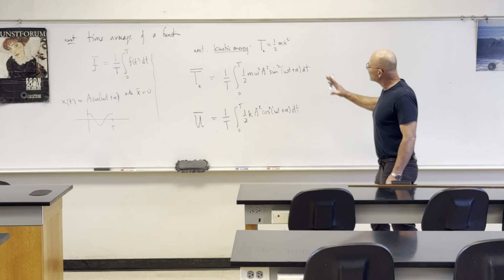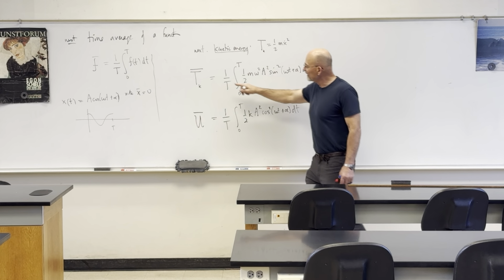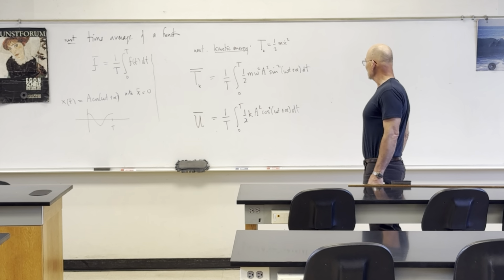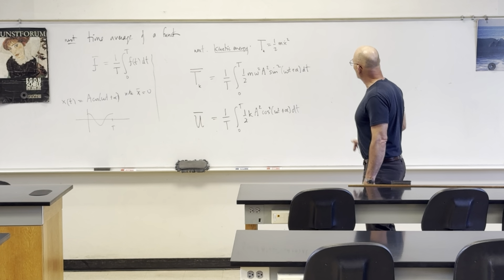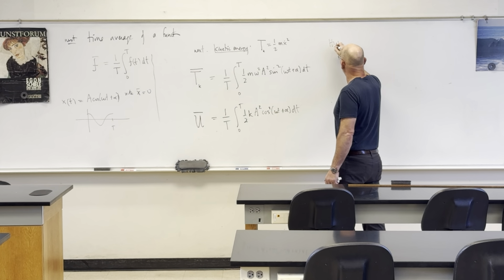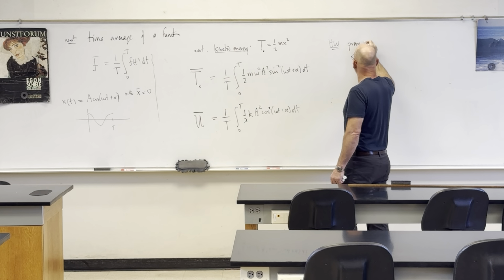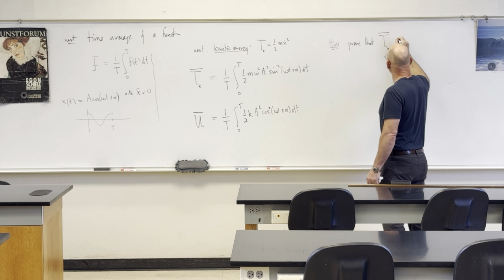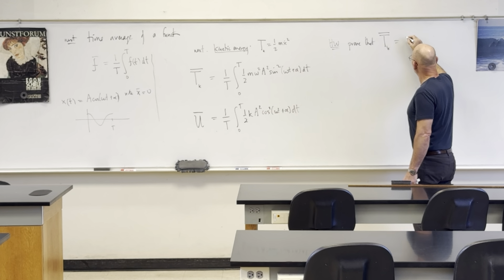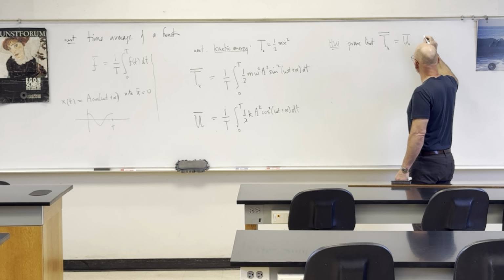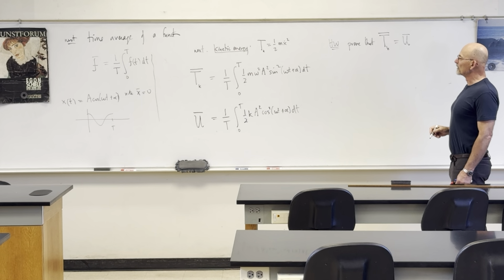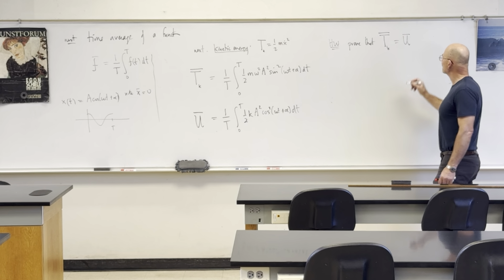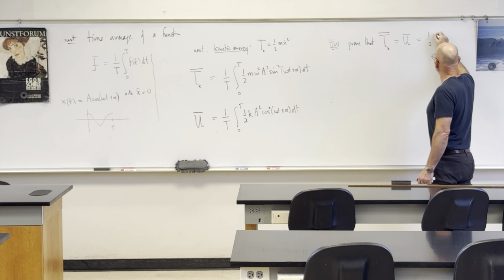So it's a very fundamental property of harmonic oscillations that these two time averages are equal to each other. I'm going to put that on the homework as well. Prove that the kinetic time average equals the potential energy time average. And since they're both equal, each one equals 1/2 of the total energy.